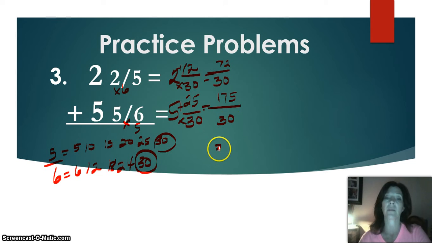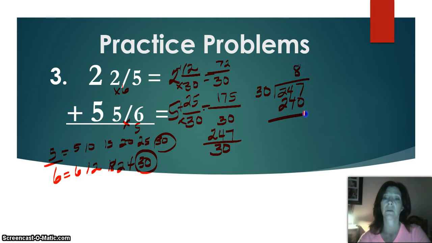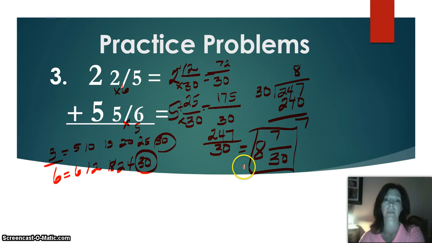When you add those together, remember, just bring your denominator down. 72 plus 175. 5 plus 2 is 7. 7 plus 7 is 14. Carry a 1. Then once you get this improper fraction, remember the division sign, and then 30 divides into 247. 30 goes into there 8 times. That's 240 with a remainder of 7. 8 is your whole number. 7 is your remainder. Your denominator stays the same. All right.